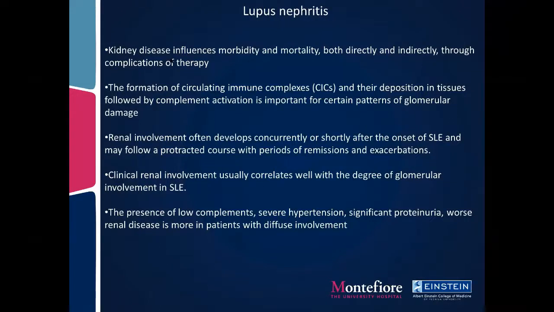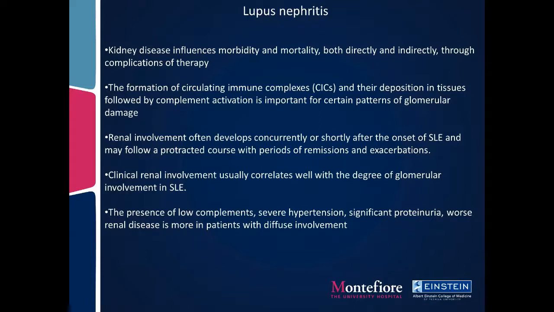So a few features about lupus nephritis. The kidney disease is a big influencer of morbidity and mortality, both through the severity of the disease as well as through the complications of therapy in patients with lupus nephritis. The circulating immune complexes deposit in the tissues and cause activation of complement, and that activation of complement is the most important mediator of certain patterns of glomerular damage.